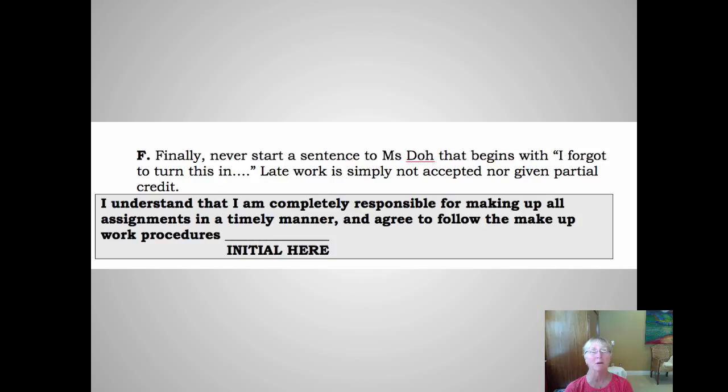So I simply don't take late work, neither do I do partial credit. Take a moment and sign here that you understand the importance of taking care of your assignments in a timely manner and taking care of your makeup work. Even though it sounds kind of harsh right now, hang on, you're going to find out that there are lots of other ways that I'll help you to be successful in this class.